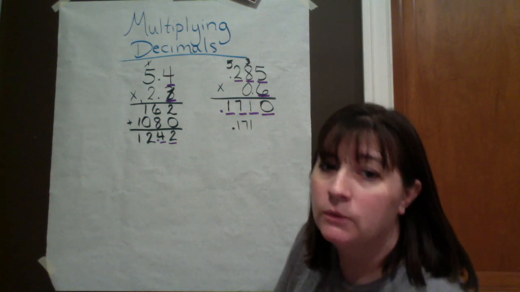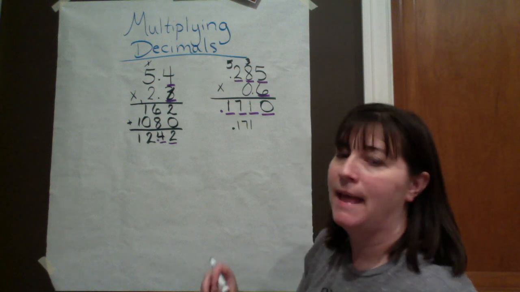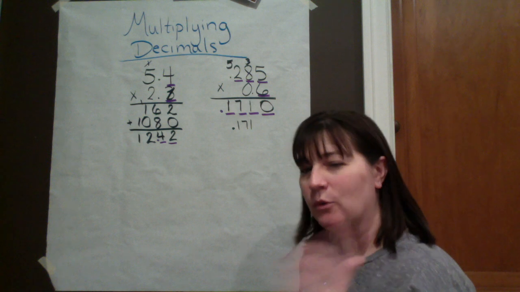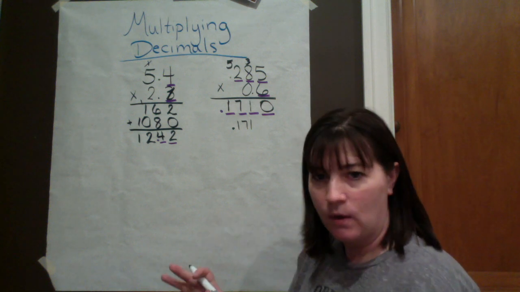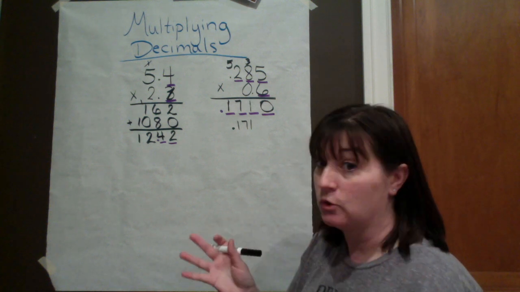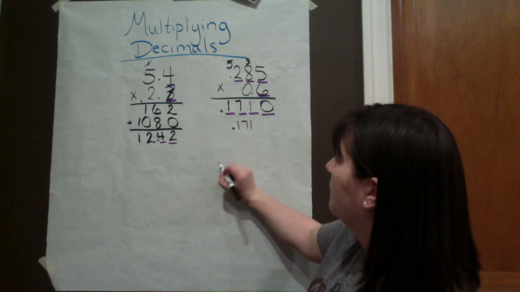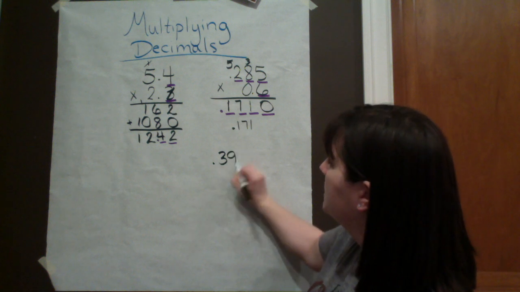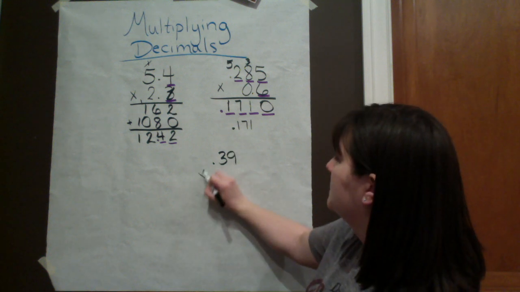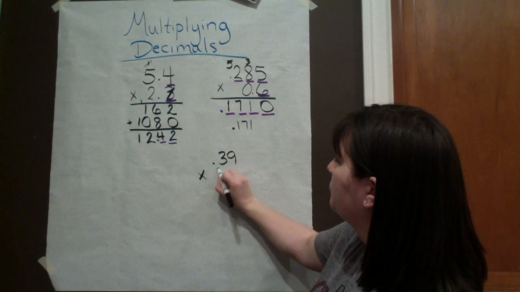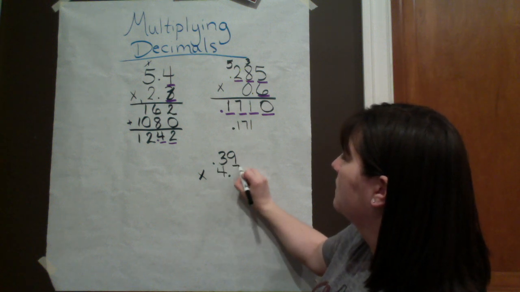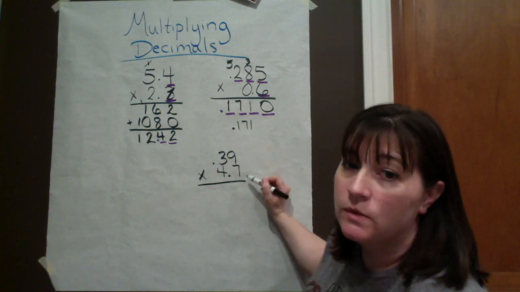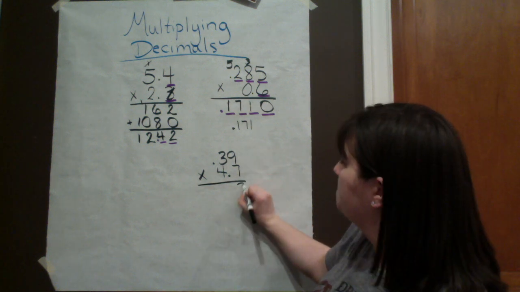Okay, real quick, we'll do one more, and then you guys can either look at the example problems, or if you're remembering how to do this, you can go ahead and just go straight to your practice problems. Okay, so I'm going to do 39 hundredths times 4 and 7 tenths. Okay, so 9 times 7 is 63.